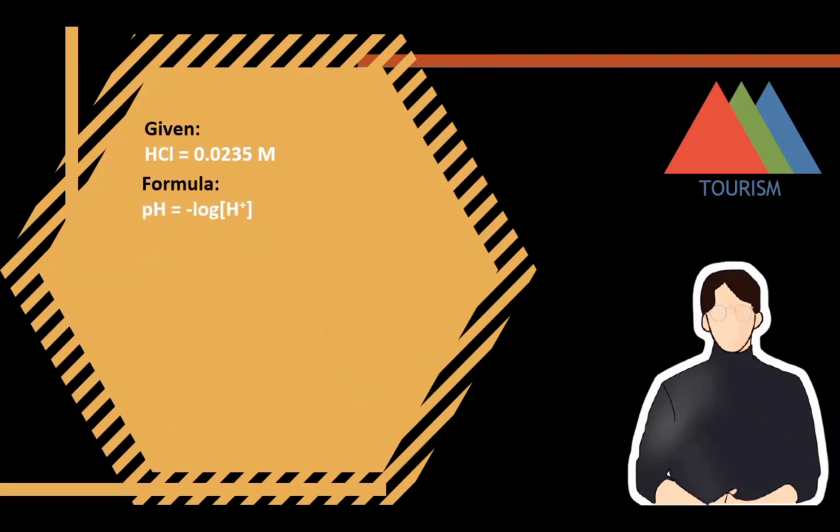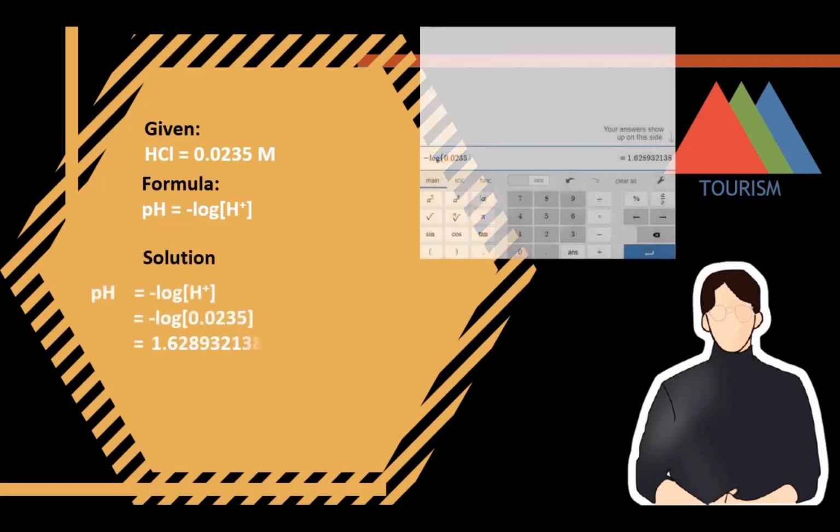Next, pH is then calculated using the formulas negative logarithm of hydrogen ion and pH plus pOH equals 14 for finding the pOH. By using the calculator, we solve pH equals negative logarithm of 0.0235. So the answer is 1.62893238. Because we rounded off to the nearest hundredth, the final answer is 1.63 moles of hydrochloric acid per liter.